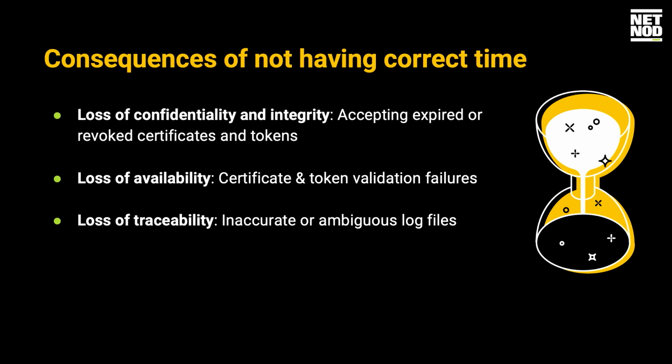If we have the wrong time and that causes us to reject authentic tokens and authentic certificates, that causes loss of availability. We're getting stopped from being logged in, although we're authorized. So that's a loss of availability. And finally, if we have the wrong time for a log server or log files, they become inaccurate or maybe even ambiguous, and we can no longer make out what's happened, so we lose traceability.